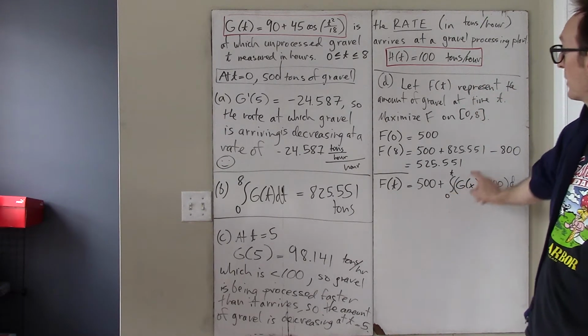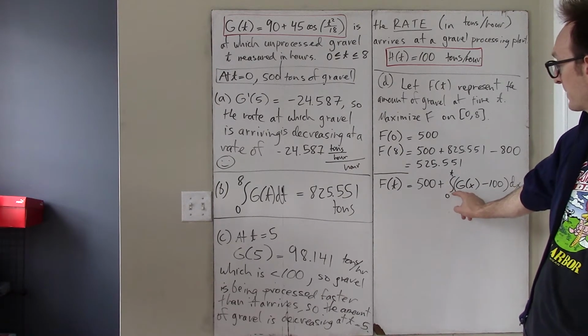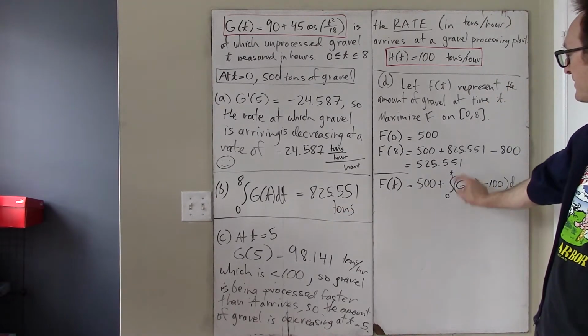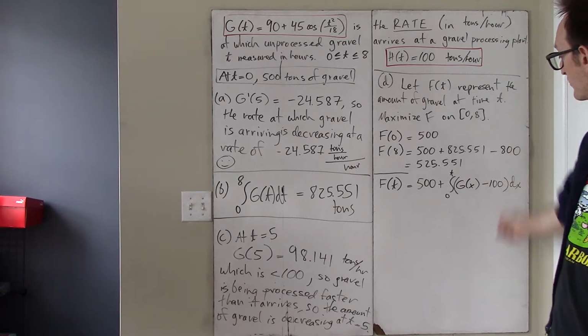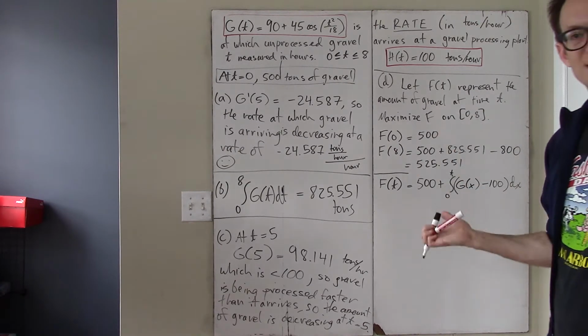Okay, so good. Now it's more clear how to... oh, and of course if you plug in 8 here, then you're going to get exactly what we got, right? 500 plus the integral from 0 to 8 will be that number, boom, minus the integral from 0 to 8 of 100 will be minus 800. Okay, so finally, now I can be like, okay, I know what to do.